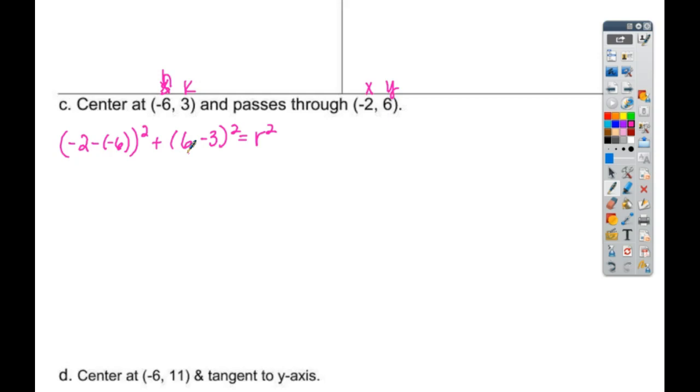If it goes through -2, 6, and then the center's at -6, 3, what if you subtract the 3 and 6 to find the radius? I mean, the x. So if it goes through -6, 3, and then -2, 6. So, well, what is the radius? You have to use the distance formula to do it. Or you could just fill in this formula.